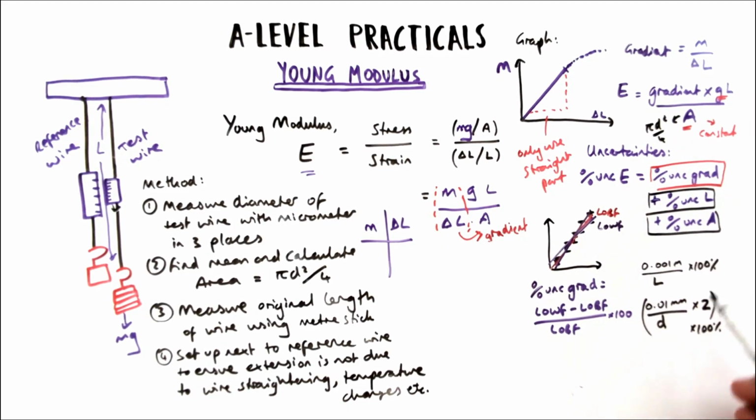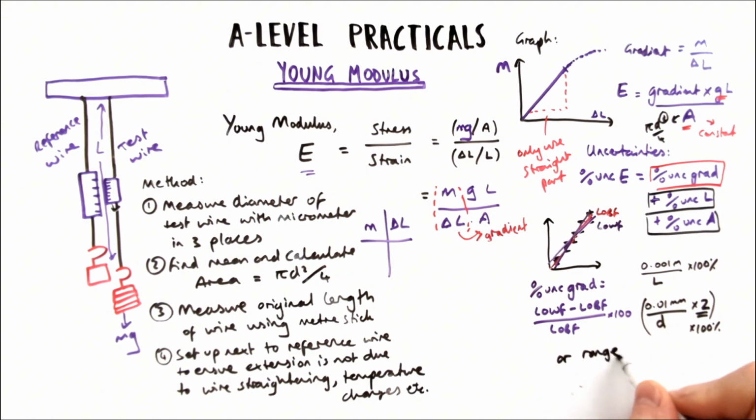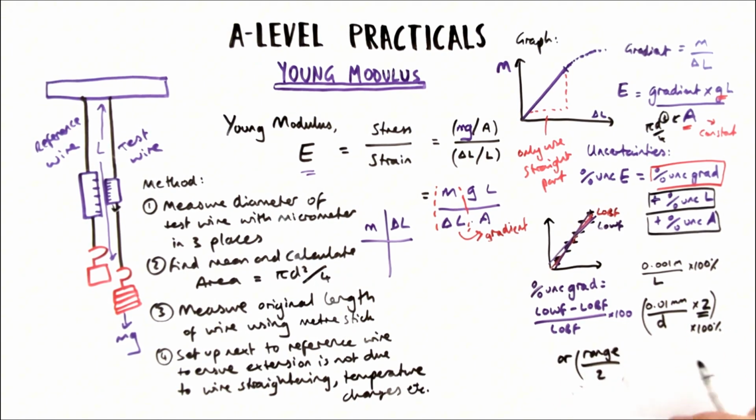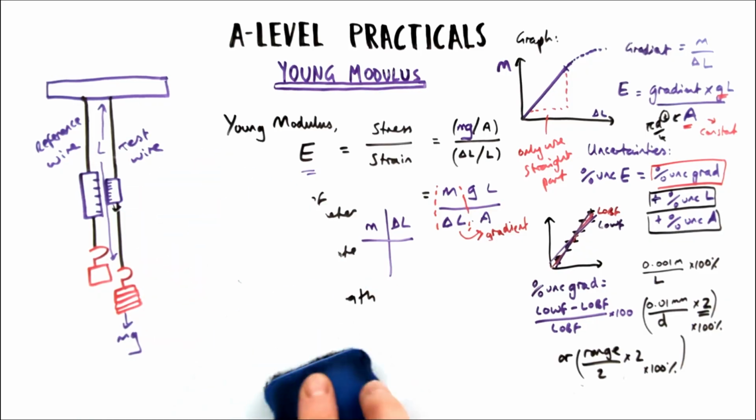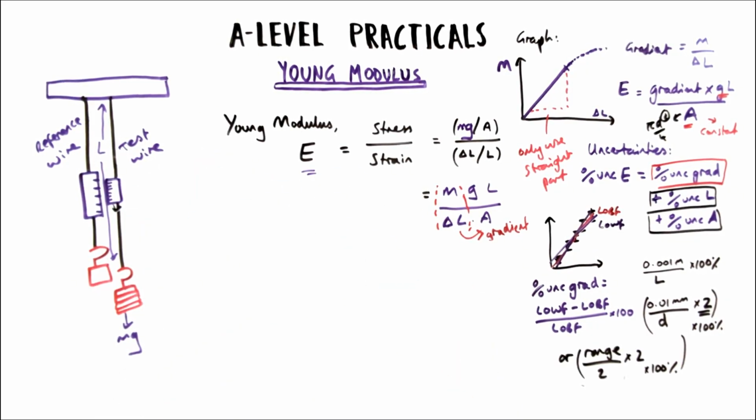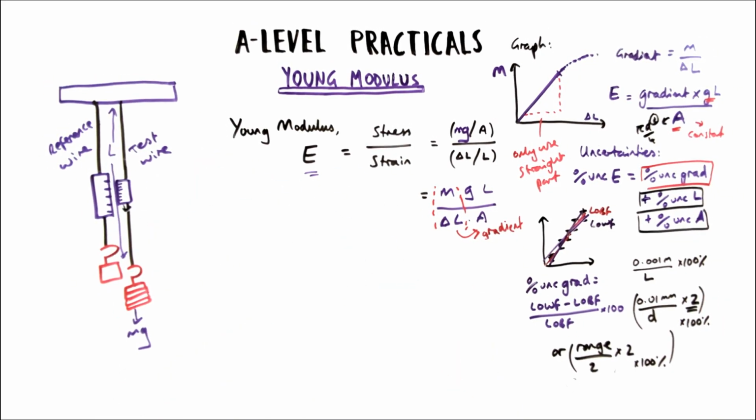The alternative, if you've done repeat readings, is to do the range of those values divided by 2 to find the uncertainty, and then to find the percentage uncertainty, you've got to make sure you times by 2 for the same reason, because the cross-sectional area is pi d squared over 4, or pi r squared, so you're doubling that percentage uncertainty. So you'd add those all together, that'll give you a percentage uncertainty in the value for Young modulus.